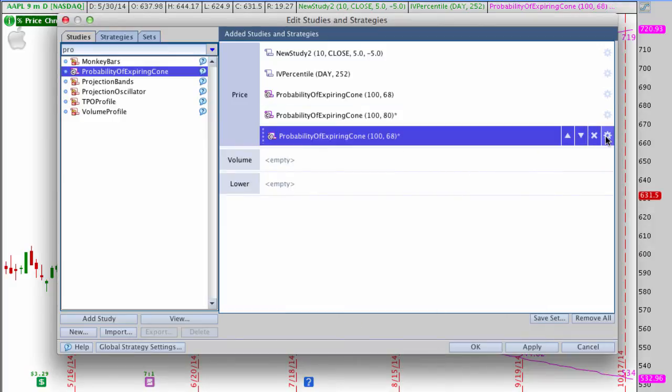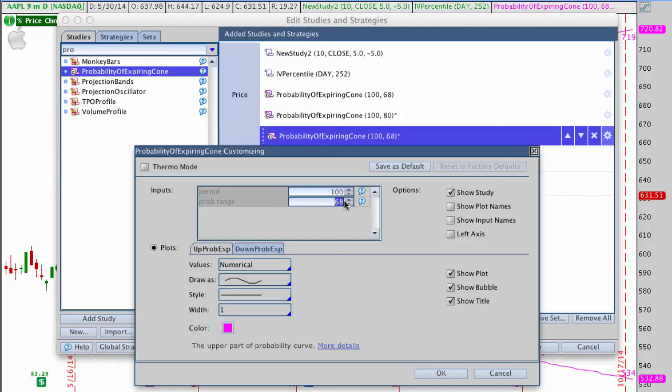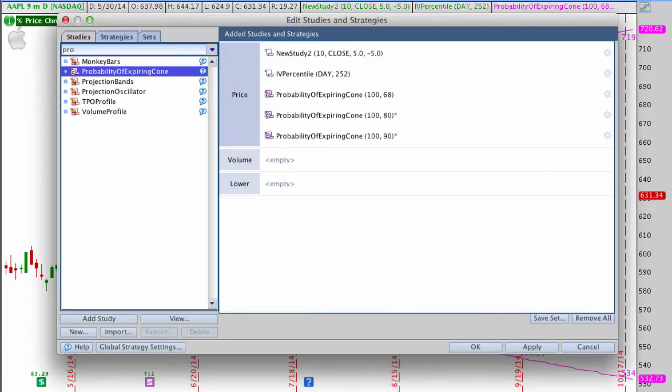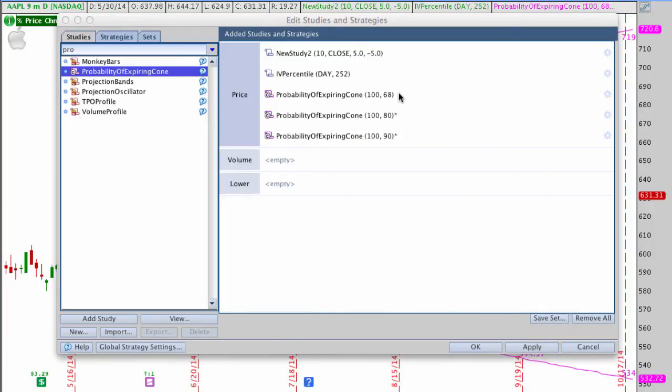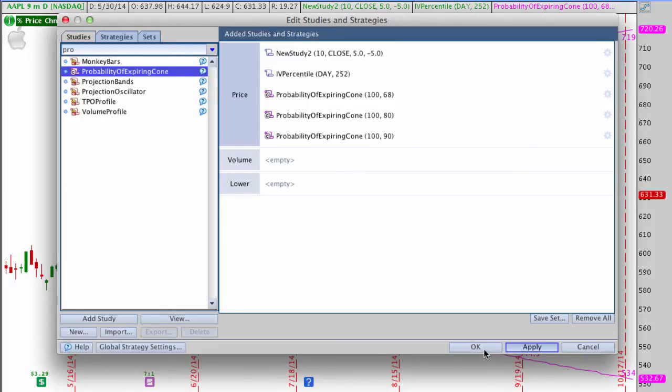And the last one, I'm going to make a 90% confidence level. So where my probability range is, you can see on the chart now, I'll have 68%, which is one standard deviation. I'll have an 80% confidence, and then I'll have a 90% confidence. So if you want to trade with better than 90% chance of success, then you want to trade outside of that range, right? So let's hit apply and OK once I turn off my highlighter.